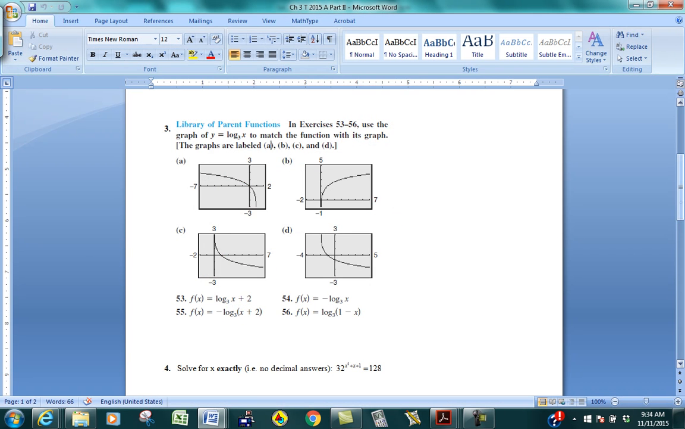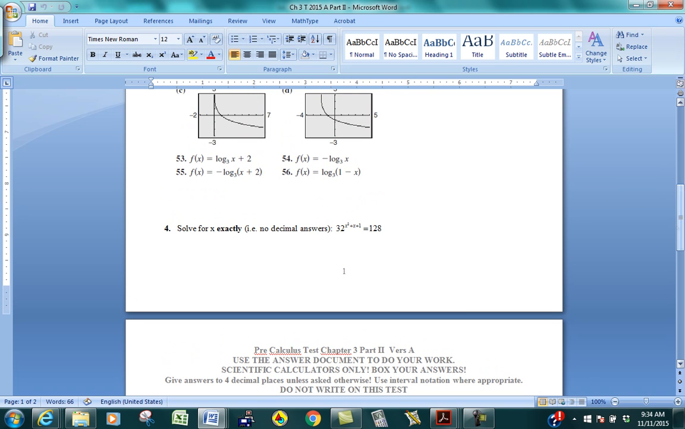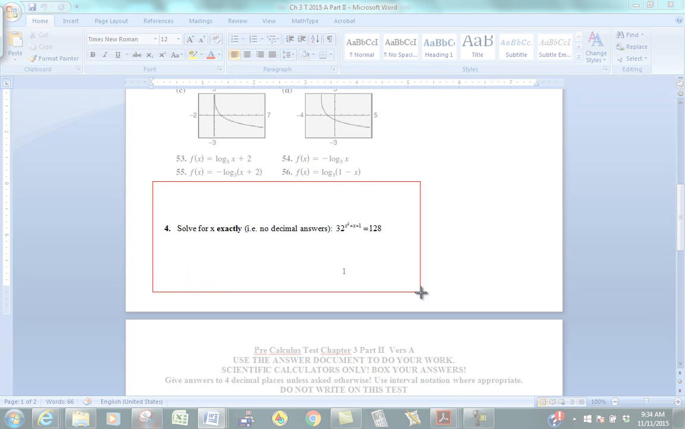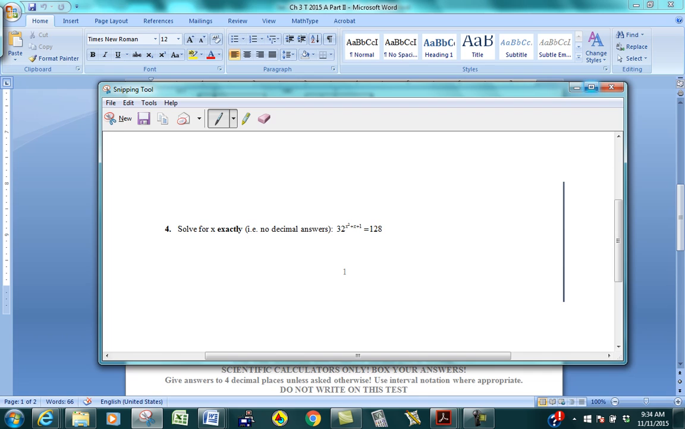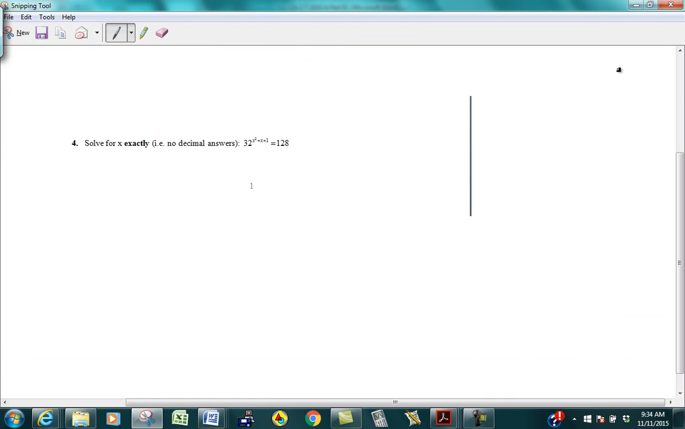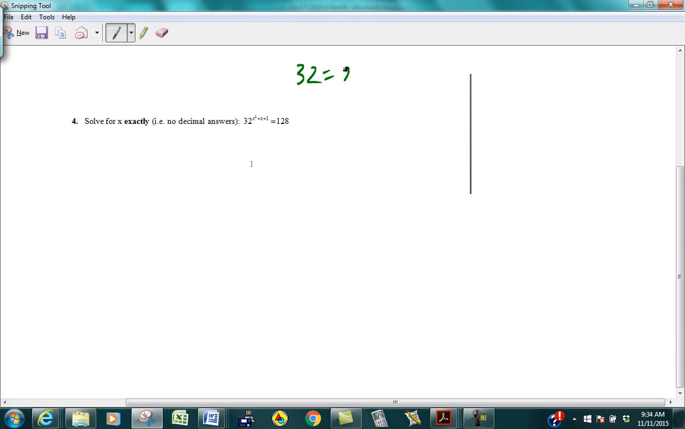All right, moving on to number 4. Number 4 is solve exactly, that means no decimal answers, 32 to the x squared plus x plus 1 equals 128. So I hope you guys recognize that 32 is 2 to the 5 and 128 is 2 to the 7. So then this becomes 2 to the 5 times x squared plus x plus 1 equals 2 to the 7.